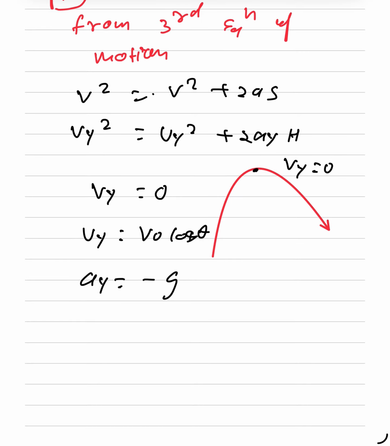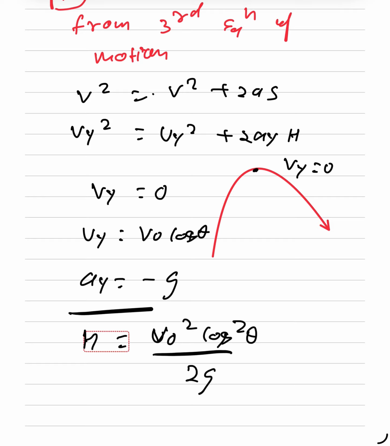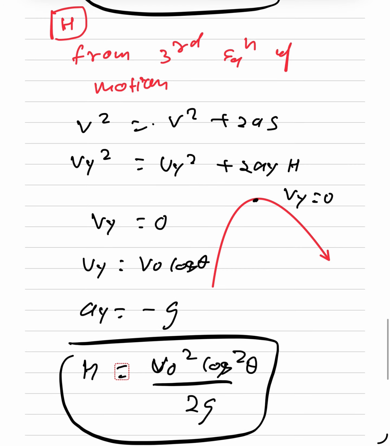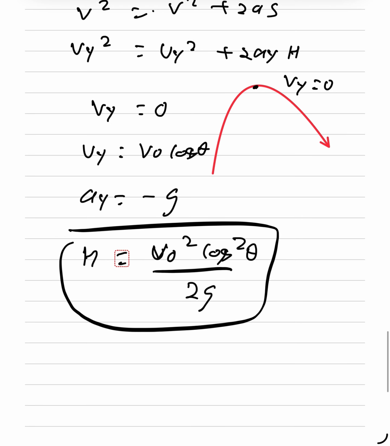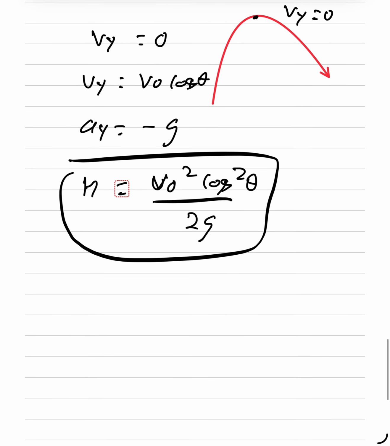So h equals v naught squared cos squared theta divided by 2g. This is the value of the maximum height of projection. This is the basic concept about this.